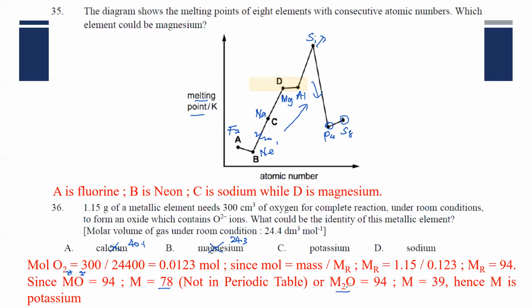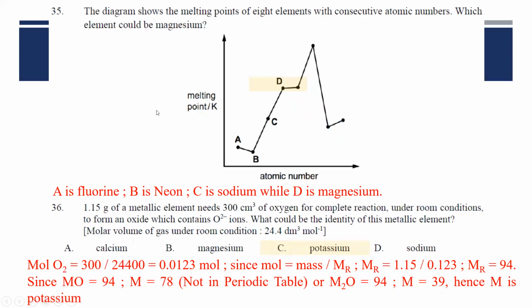Now, if you have M2O, so it will be M2 plus and O2 minus. So if O2 minus, so M in here will be 39, okay? So therefore, the best description that fits this is C, potassium, okay? So you have to consider the possibility of the ion that is formed inside here. Okay, so we deduce both of them so that you can easily find your answer. Okay, so that is for question number 36. So the best answer in here is C.